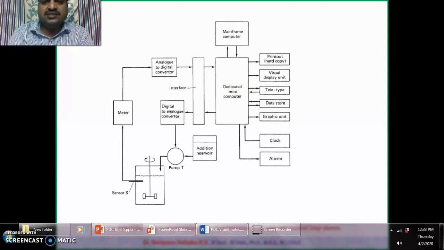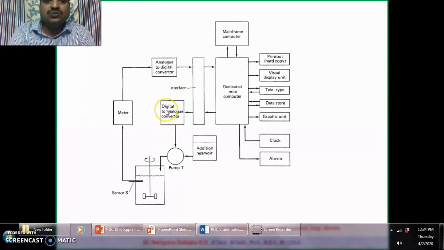If it detects any error, then it will take action. It will send that signal back to the control valve through the interface. But again, the computer can only accept digital signals and can only give digital signals. So this digital signal has to be converted again into an analog signal, because the equipment we are using cannot understand digital language. We have to reconvert it into its initial form.